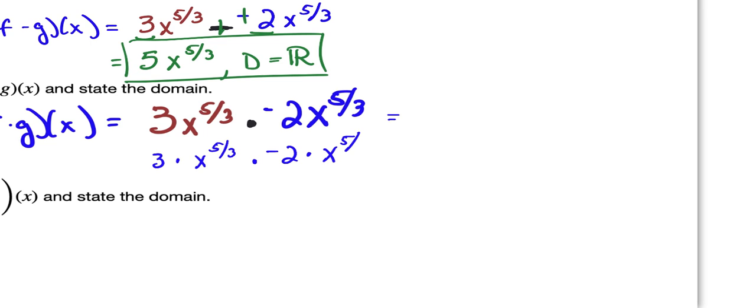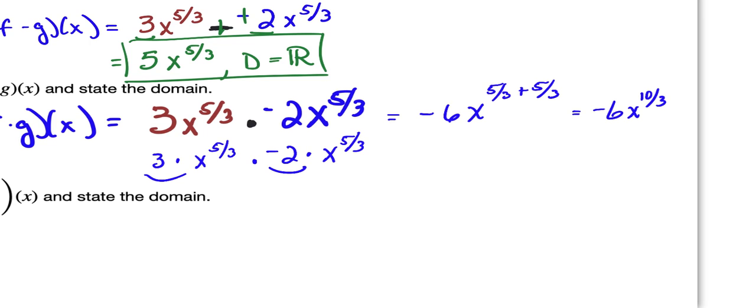And we can multiply in any order we want. So we're going to do that multiplication. That's negative 6. And then when you multiply with that common base, you have to add your exponents. So I'm getting negative 6x to the 10 thirds. Again, I'm doing cube roots, so I don't have to worry about taking the square root of a negative or anything. I never did any division, so our domain, again, is all real numbers.